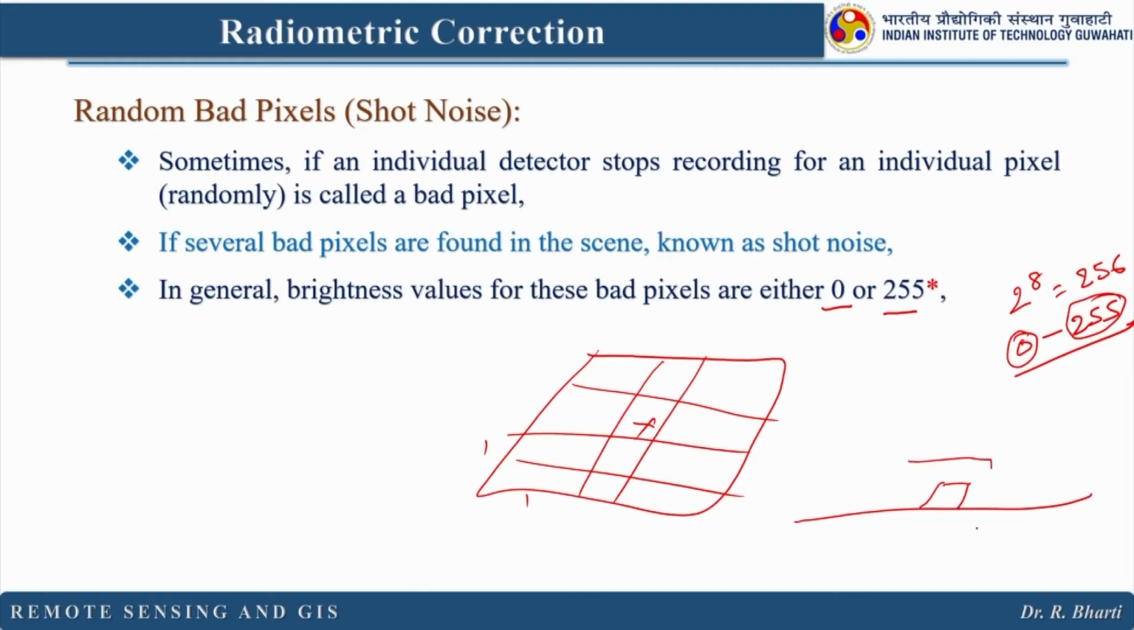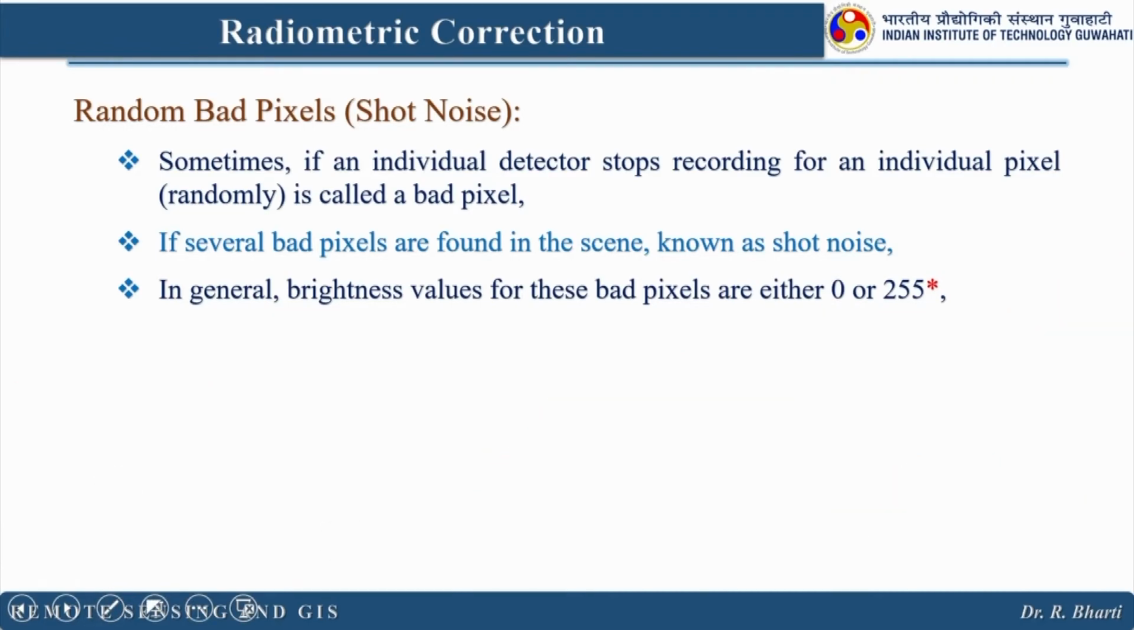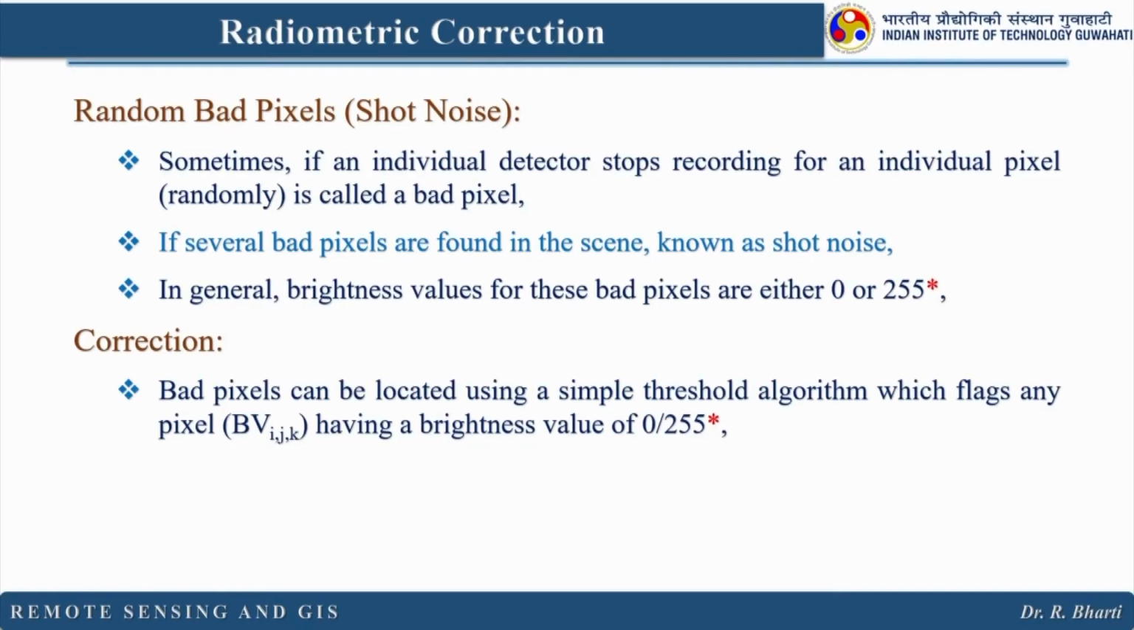So this is the logic we will apply to identify those bad pixels having value either 0 or 255 in the case of 8-bit data. If your radiometric resolution is different, then you have to refer to that minimum and maximum value, right. Now how do we correct this one? The bad pixel can be located using a simple threshold algorithm which flags any pixel having a brightness value of 0 or 255. Again, I am referring to 8-bit data, right.